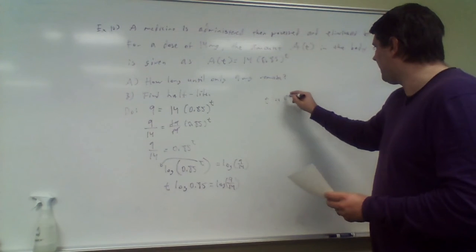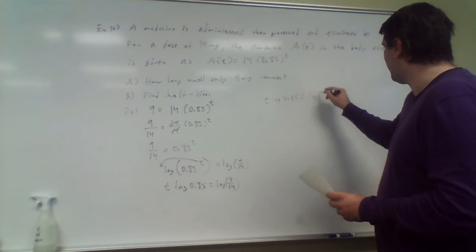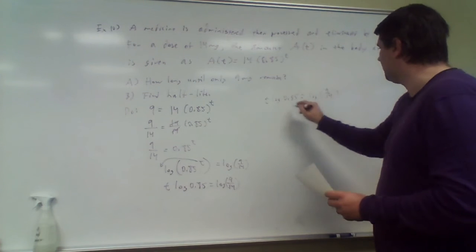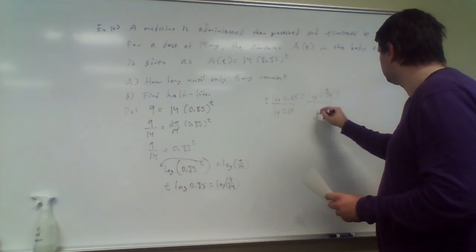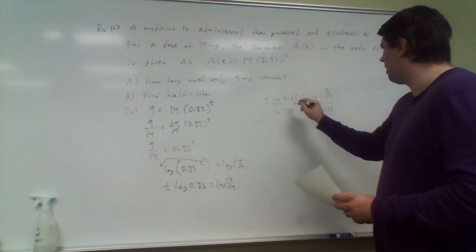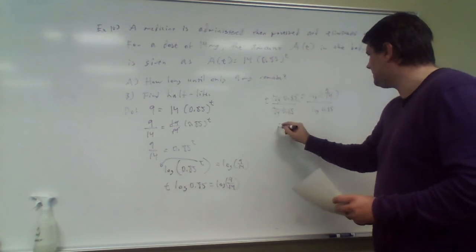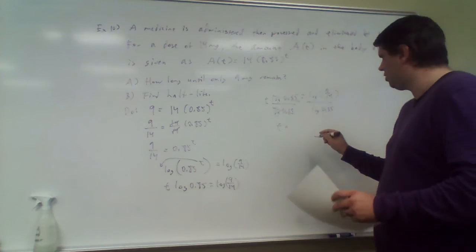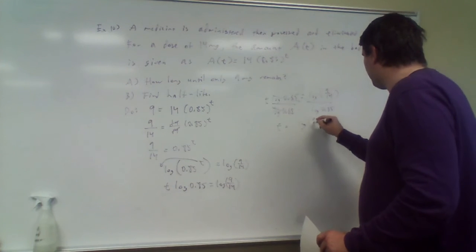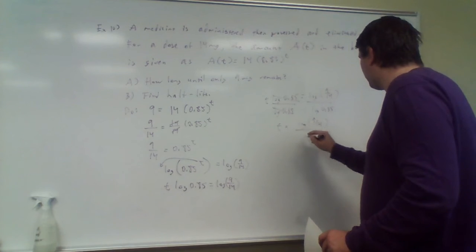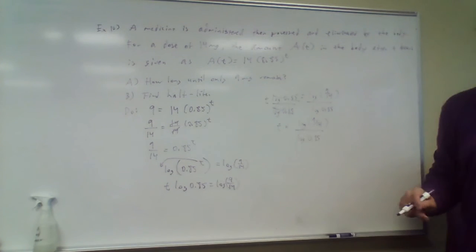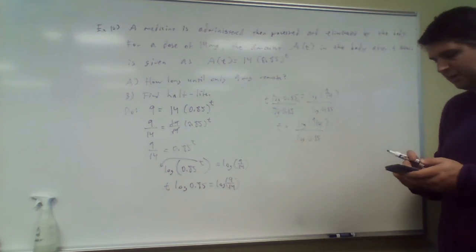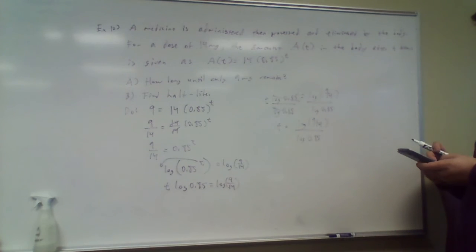t log 0.85 equals log of 9/14. I'll simply divide off the log of 0.85. So cancel, cancel, and t equals log of 9/14 over log of 0.85. That would be what's called the exact solution, but for this to be practical, we're going to need an actual measurement. So log of 9 divided by 14, close the parenthesis.